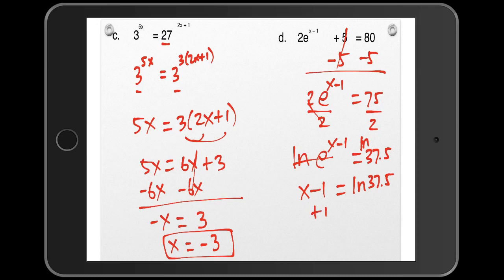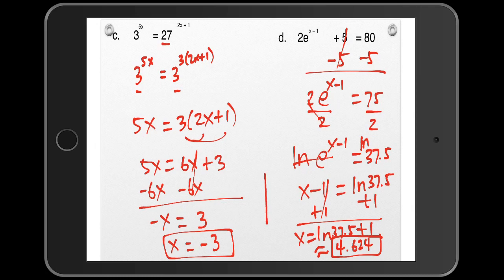And then finally, we're going to add 1 to both sides, and so we have x equals natural log of 37.5 plus 1. And we're going to round off the answer to 3 decimals, so it's 4.624, and that is the final answer.